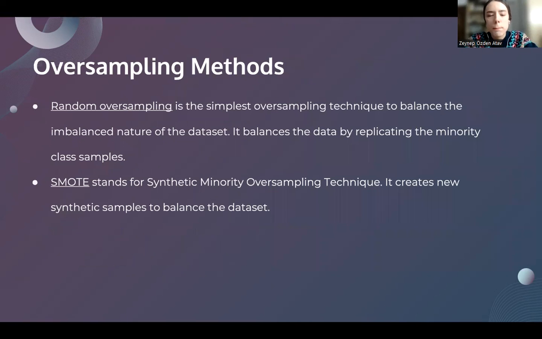Next slide, please. There are many oversampling methods, but we looked at 2 of them mainly. The first one is random oversampling and the second one is SMOTE. Random oversampling is the simplest one among all of them, and it's used to balance the imbalanced data set by replicating the minority class samples. And SMOTE stands for synthetic minority oversampling technique, and it creates new synthetic samples to balance the data set.